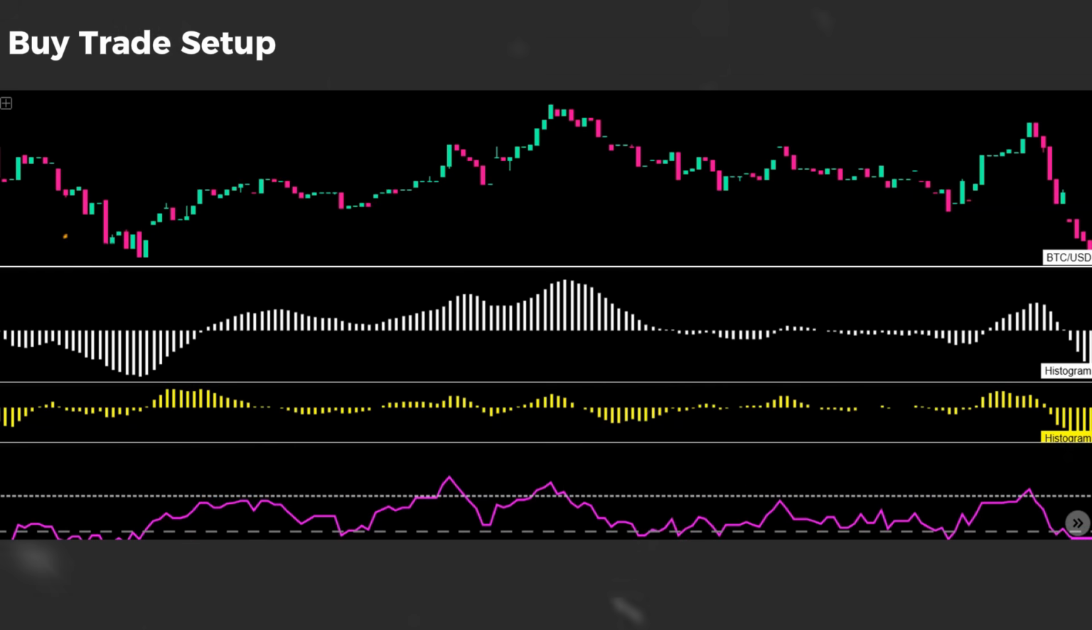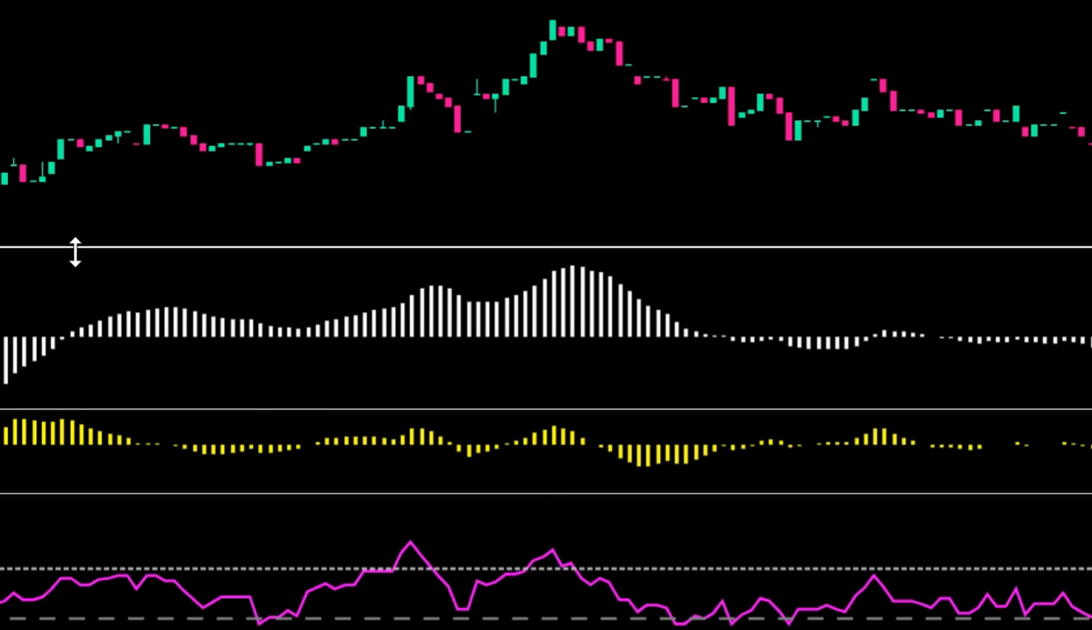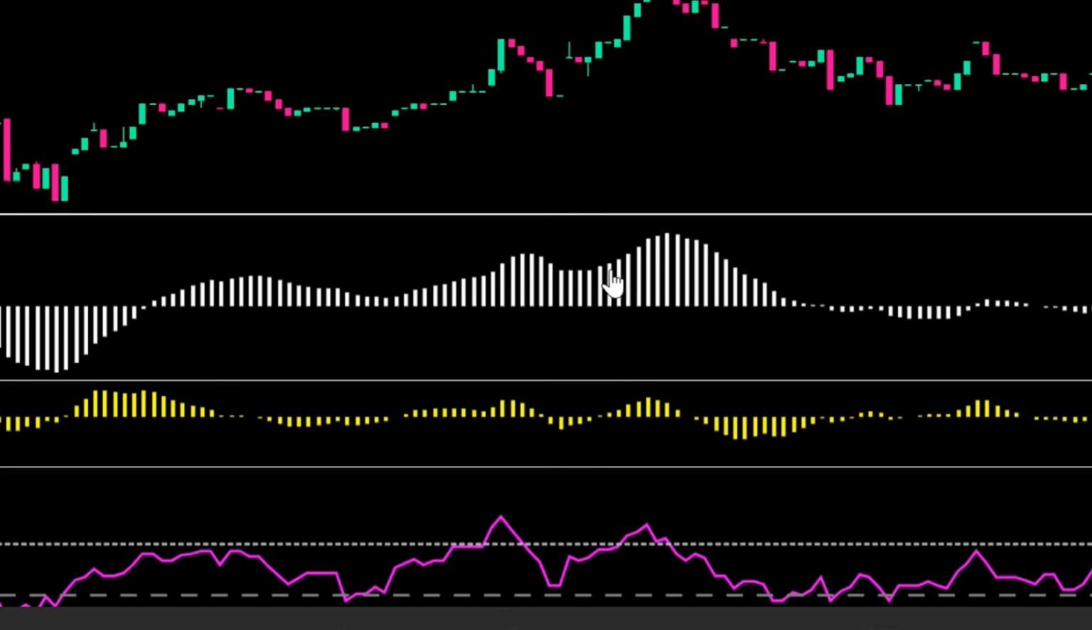Buy trade setup. Let's check out a buy trade example on the chart. Take a look at the slow MACD, the white one. Its histogram is above zero, showing that the overall trend is moving upward. Now look at the fast MACD, the yellow one. Notice it dips slightly below zero for a short moment. This is just a temporary pullback inside the larger uptrend.